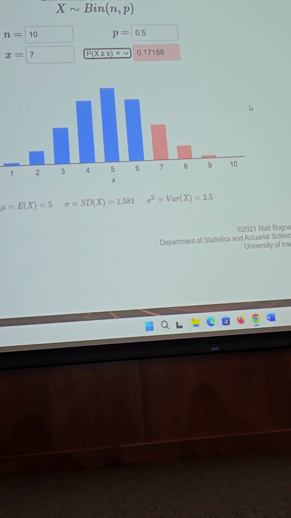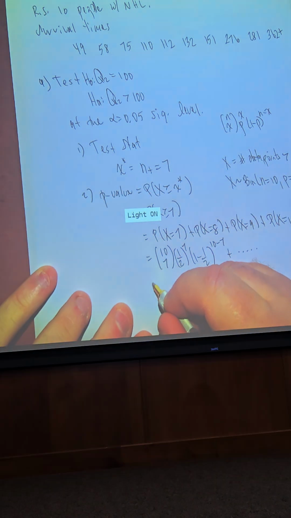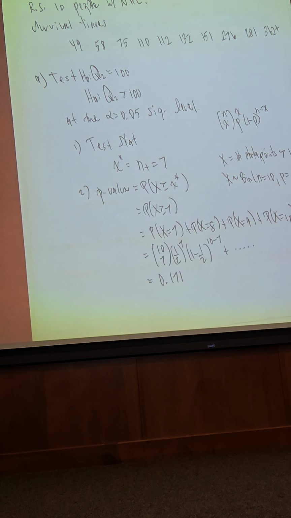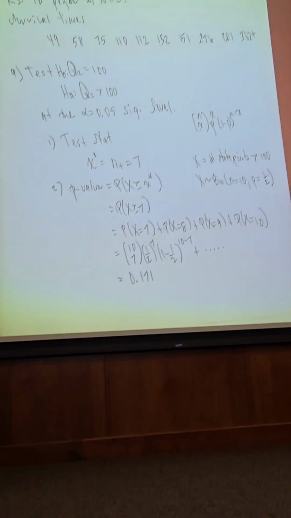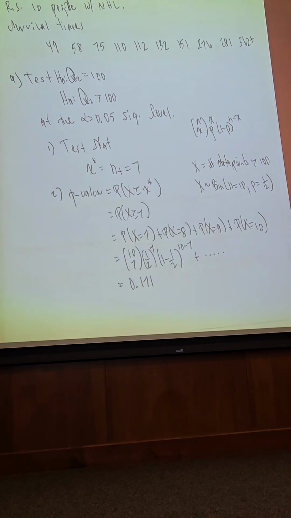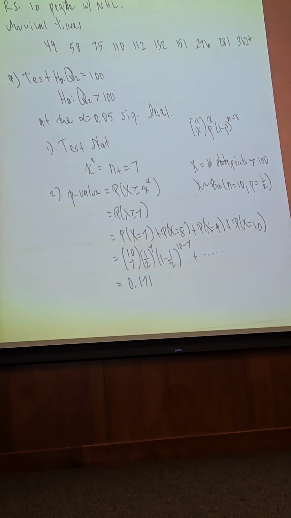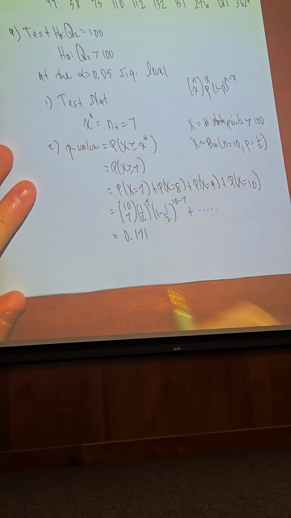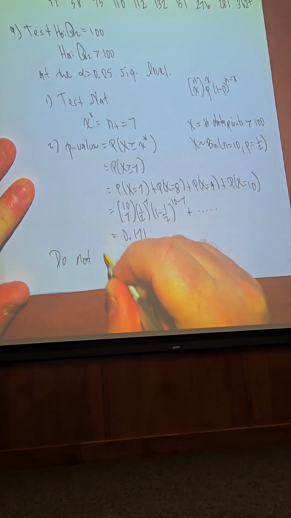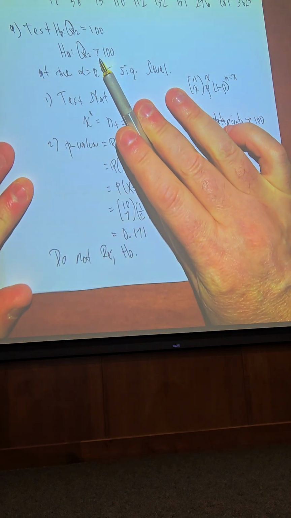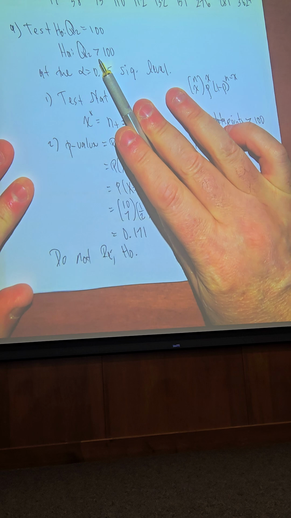Okay. So my p-value is 0.171. Got my test stat, I got my p-value. What's the decision now? Alpha is 0.05. My p-value is actually greater than alpha, so do I reject the null hypothesis or not? Do not reject H0. Which means that we simply have no evidence that the median exceeds 100.